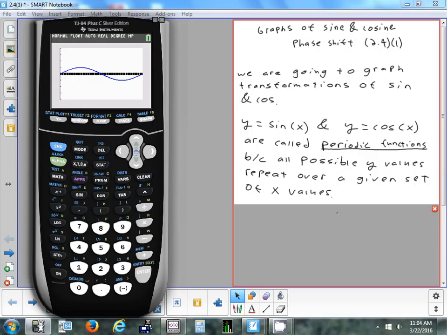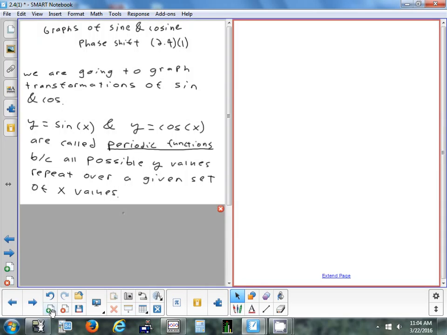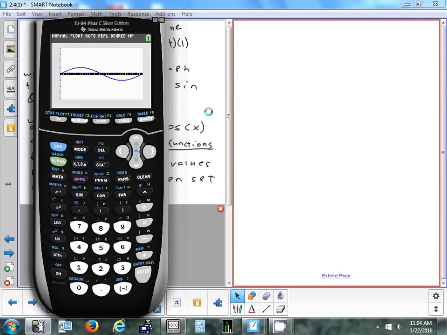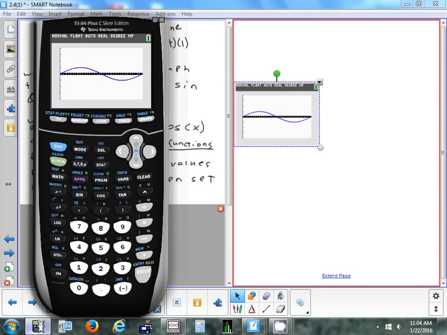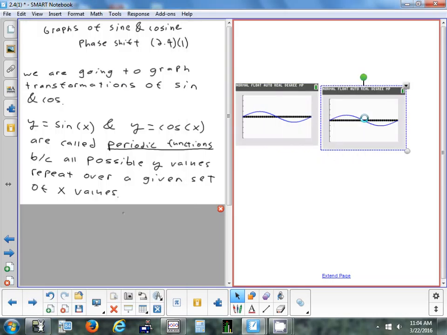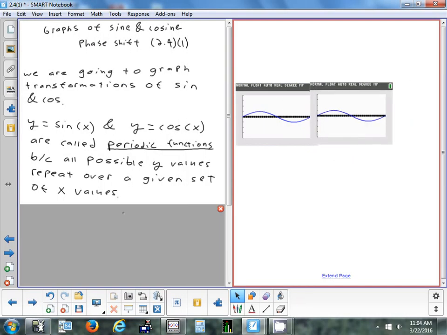If I were to continue sketching it, it would look just like this. This part of the graph just keeps repeating itself. So if you wanted to sketch, instead of just one section, 2 of them, it's hard for me to exactly line them up because there's a little border. But the idea is if I could connect them, that's what it would look like. That section just repeats itself.